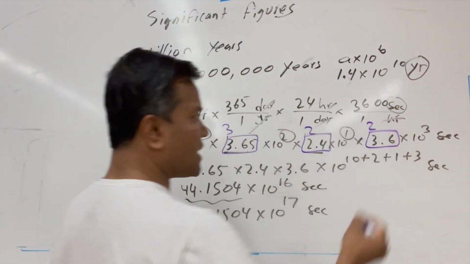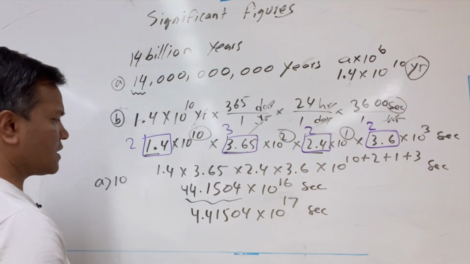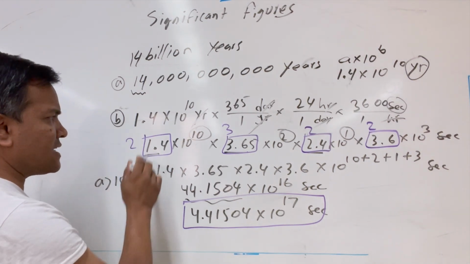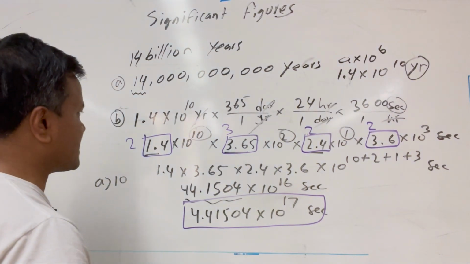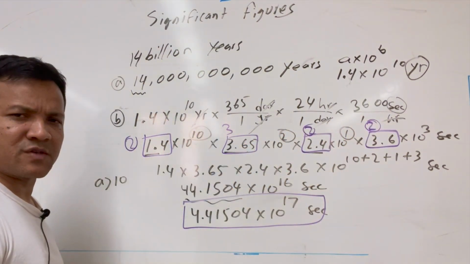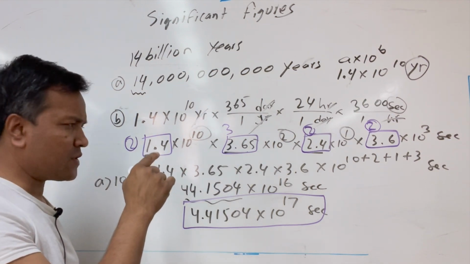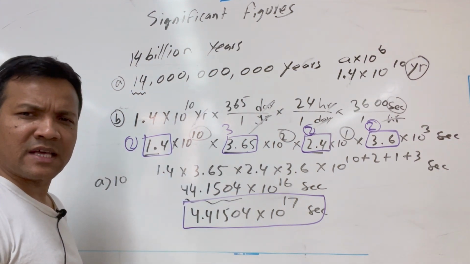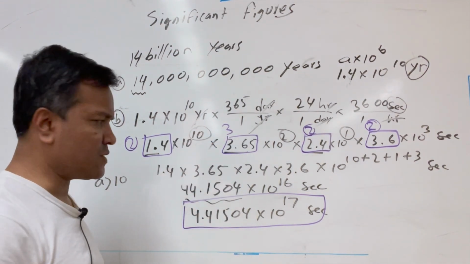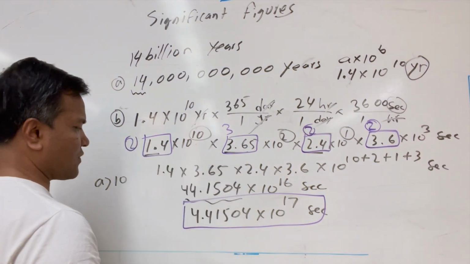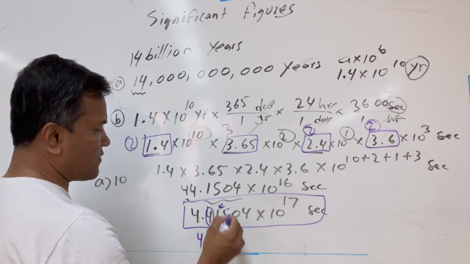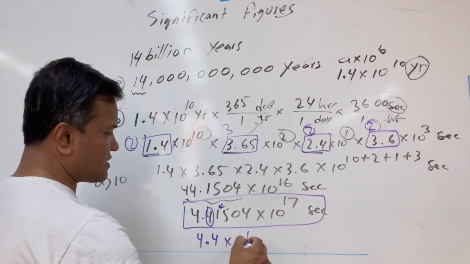And 2 sig figs. In multiplication, your answer cannot be more precise than the least precise measurement. So what is the least precise measurement? This one and this one are the least precise measurements. So the least number of sig figs would be 2. The final answer cannot have more sig figs than the least sig figs of the measurements. So yes, 2 sig figs. This is my target then. So 4.1 is less than 5, so 4.4 times 10 raised to 17 seconds.